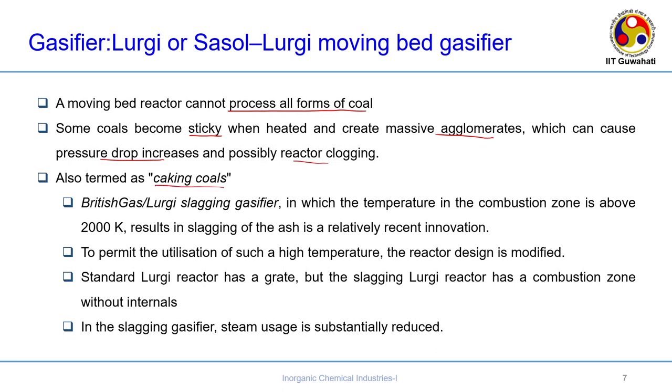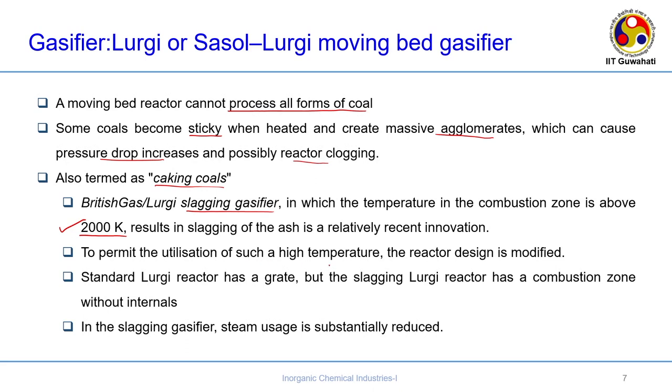So there has been an improvement. British Gas, along with Lurgi, designed a new gasifier called the slagging gasifier, in which the temperature in the combustion zone is above 2000 Kelvin. So now the ash is converted into liquid form, and if it is in liquid form, then it becomes easier. You have to remove all the ash content.